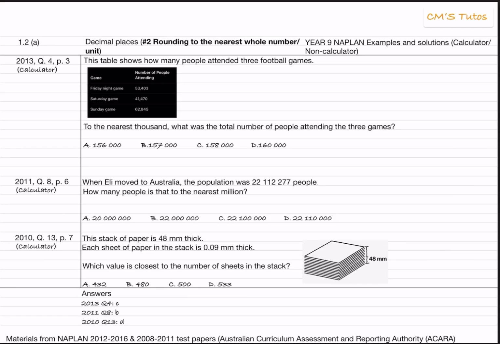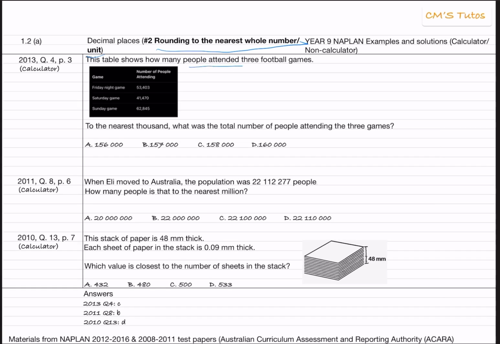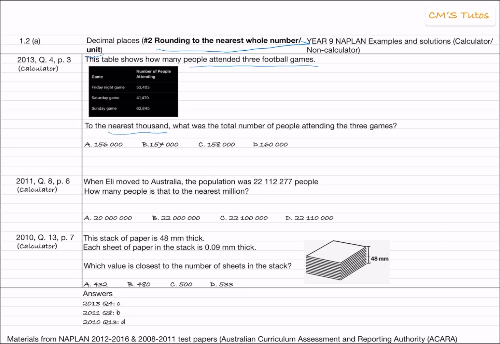Now let's have a look at another question type. This one is rounding to the nearest whole number or unit. So 2013, question 4 on page 3. This table shows how many people attended 3 football games. This is a calculator question again. To the nearest 1,000, what was the total number of people attending the 3 games? So first step, we need to find the total number.